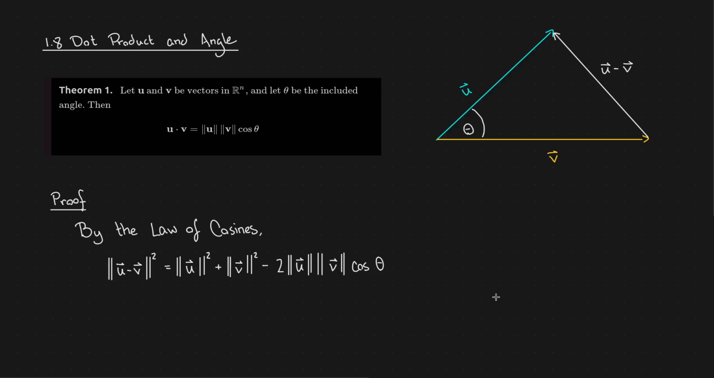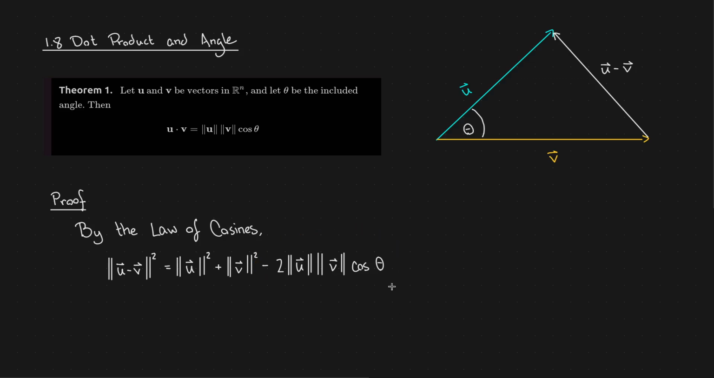Now I just want to emphasize that this is a generalization of the Pythagorean theorem. In the special case where the angle here is 90 degrees, cosine of 90 degrees is 0, and this whole term becomes 0. And so then we're just saying that the length of one side squared is the sum of the lengths of the other two sides squared. But if the angle isn't 90 degrees, then we have this extra term.